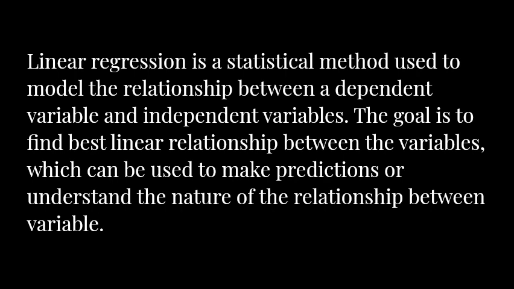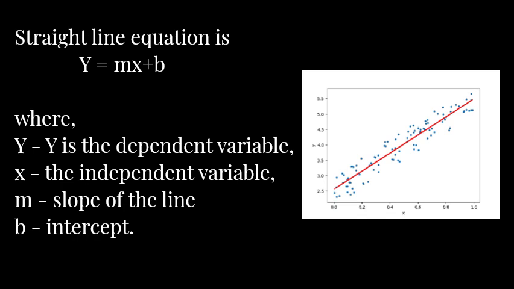In a simple linear regression model, there is only one independent variable and the relationship is modeled using a straight line equation in the form of y equals mx plus b, where y is the dependent variable, x is the independent variable, m is the slope of the line, and b is the intercept. The slope m represents the rate of change of y with respect to x and the intercept b represents the value of y when x is 0.